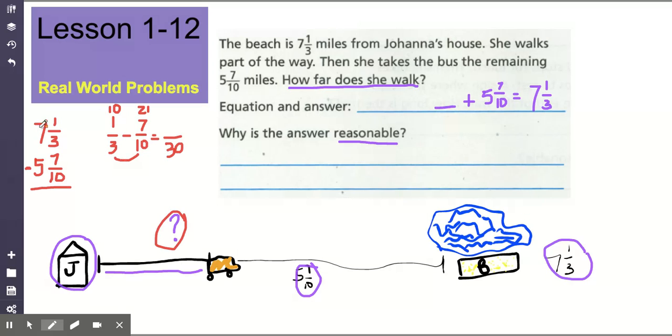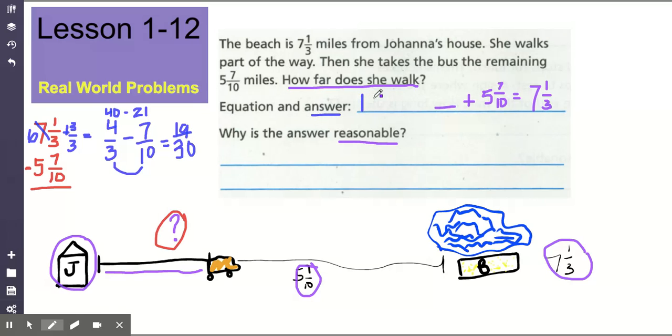So I'm going to need to pause, and I'm going to need to borrow from my 7. And I'm going to reset up my problem once I've borrowed. All right, so now I'm back to my butterfly method. I borrowed 1 whole, so I did 1/3 plus 3/3, I got 4/3. Now I can crisscross multiply. I'd get 40 minus that 21 to give me 19/30. Don't forget, you always have to remember to subtract your whole numbers. So my answer would be, so that's my equation. My answer would be 1 mile and 19/30.